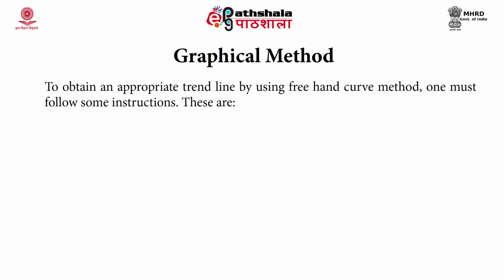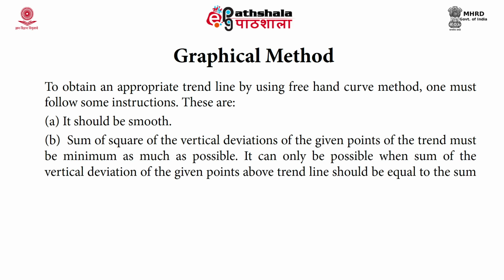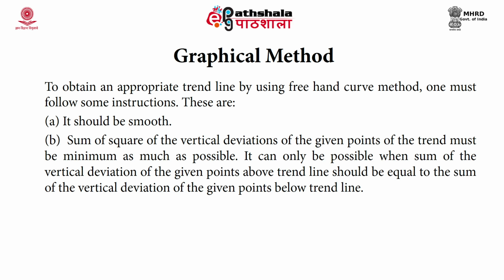To obtain an appropriate trend line by using the freehand curve method, one must follow some instructions. These are: first, it should be smooth. Second, the sum of squares of the vertical deviations of the given points from the trend must be as minimum as possible. It can only be possible when the sum of the vertical deviations of the given points above the trend line is equal to the sum of the vertical deviations of the given points below the trend line.